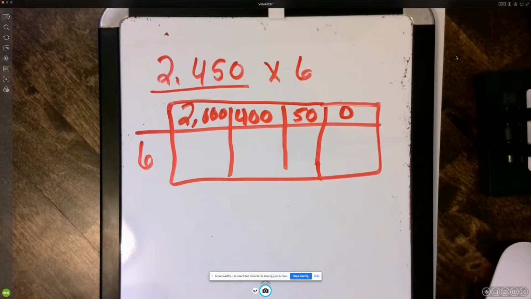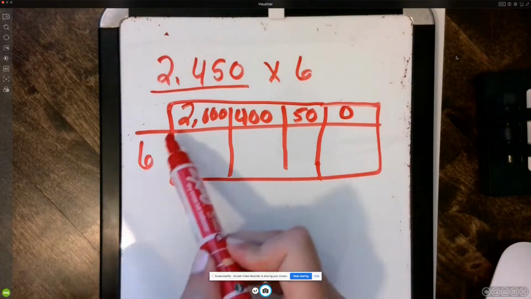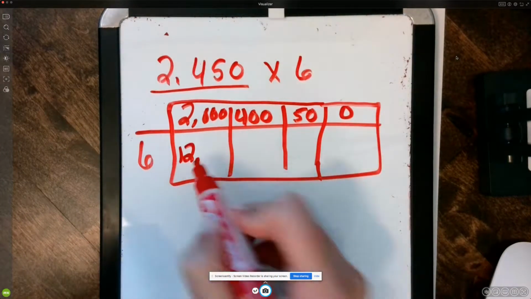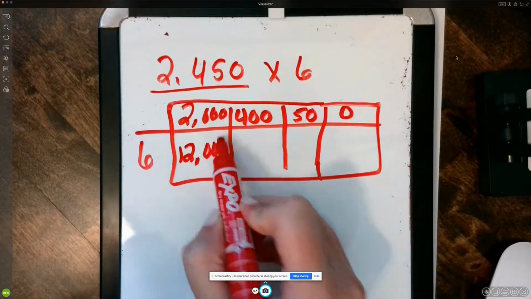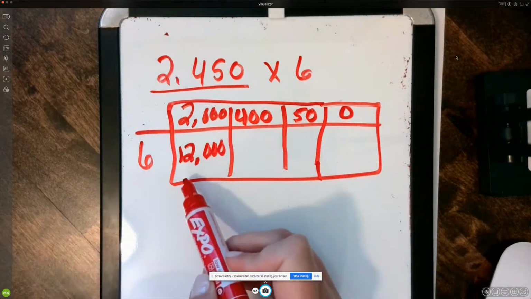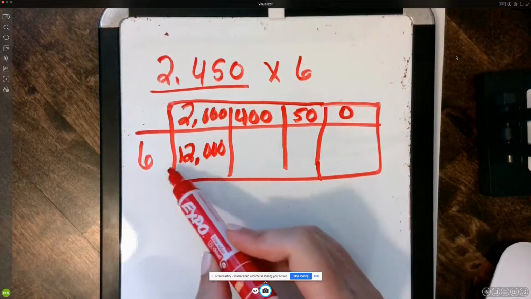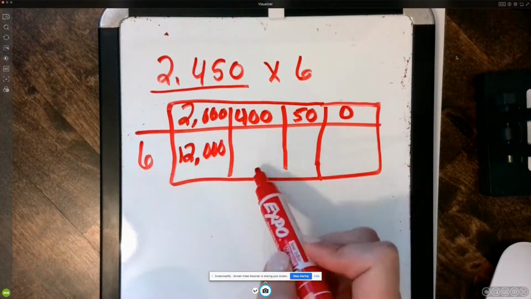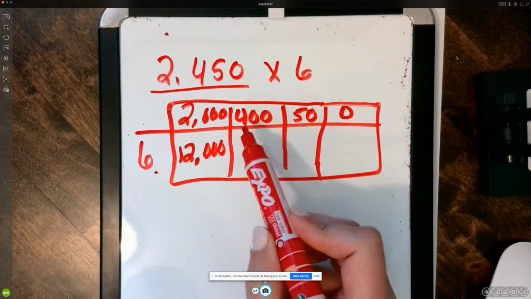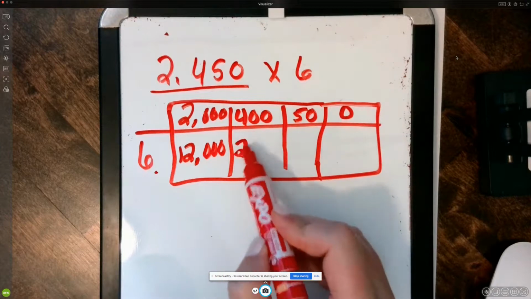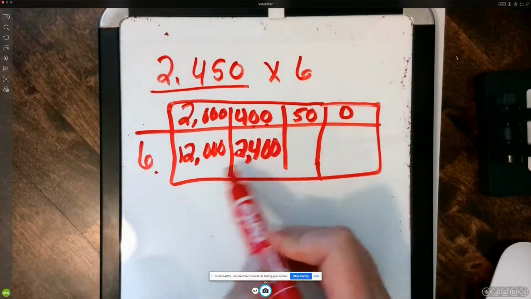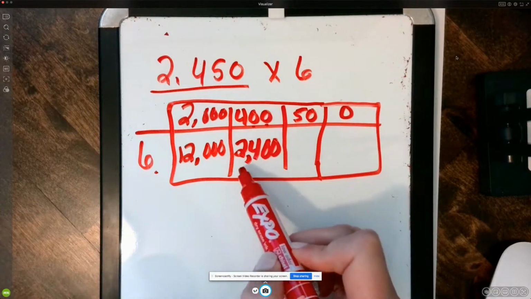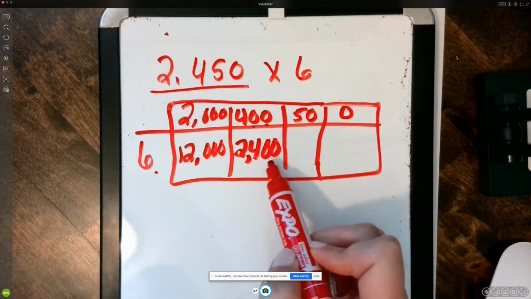6 times 2,000. 6 times 2 is 12. And there's 3 zeros in 2,000, so I'm going to add that. So 6 times 2,000 is 12,000. Now I'm going to go to my 400s column. 6 times 4 is 24. And there's 2 zeros in 400. So 6 times 400 is 2,400.